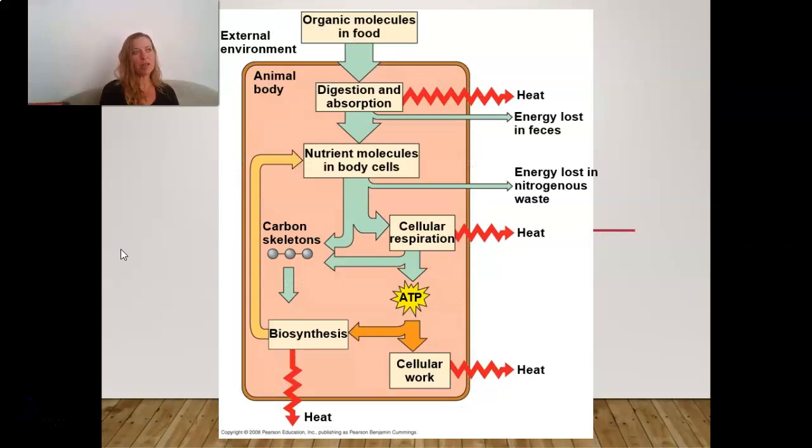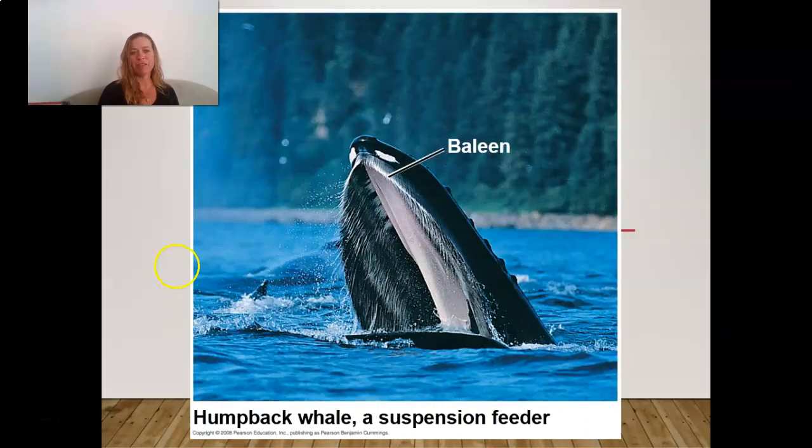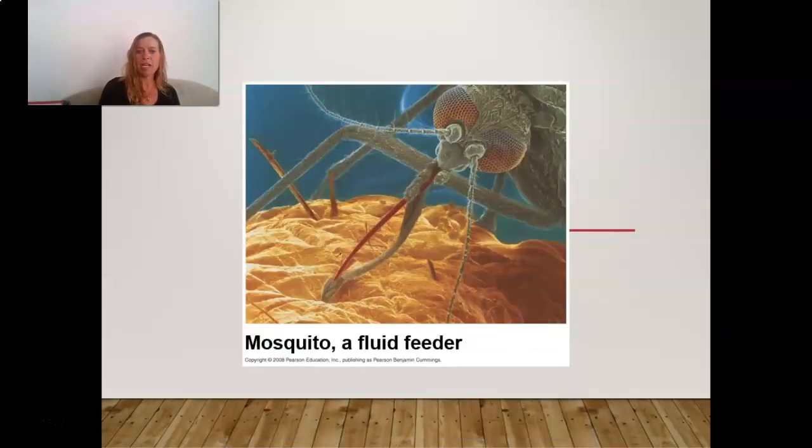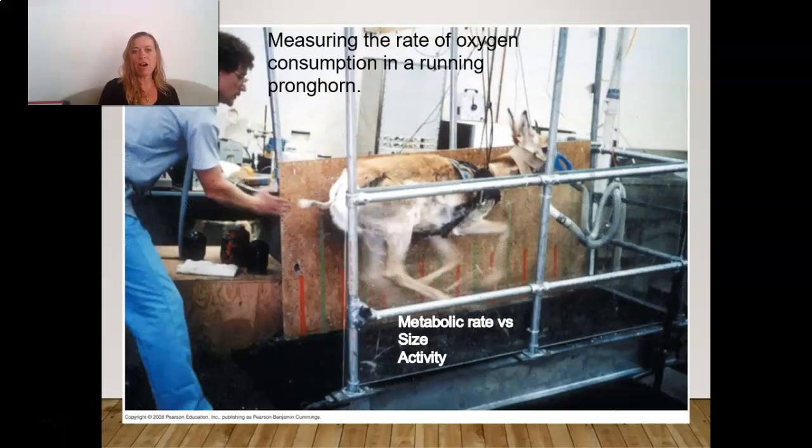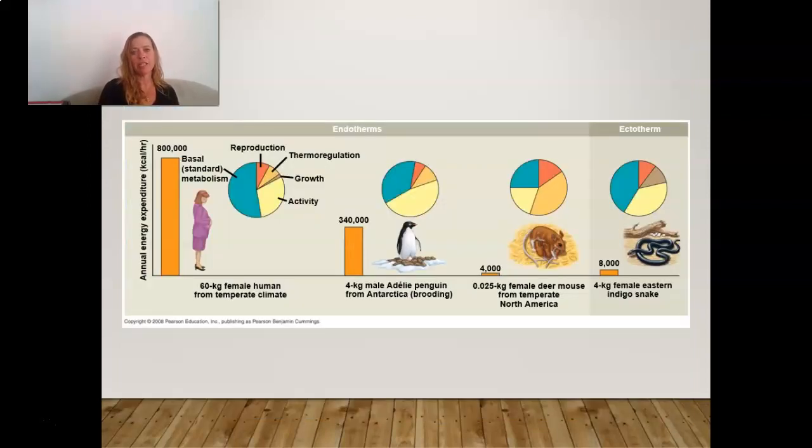Your digestive system also helps you to maintain homeostasis by keeping your blood sugar level steady. And different organisms have different ways of obtaining those nutrients to keep their salts and their sugars all steady inside of their body. But no matter how you eat, the goal is always to maintain homeostasis.